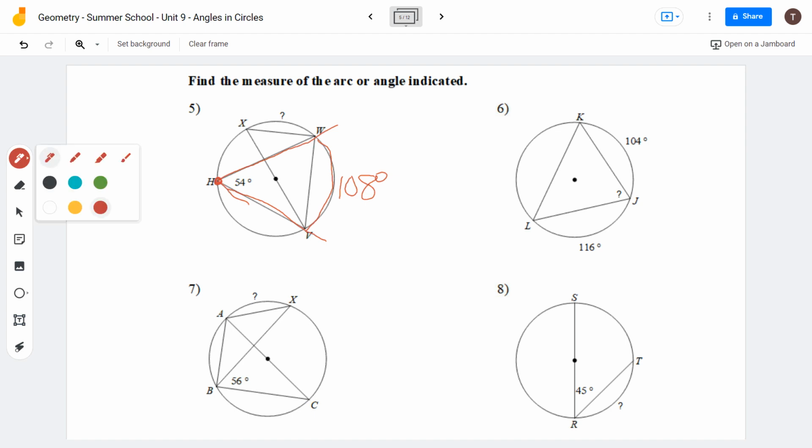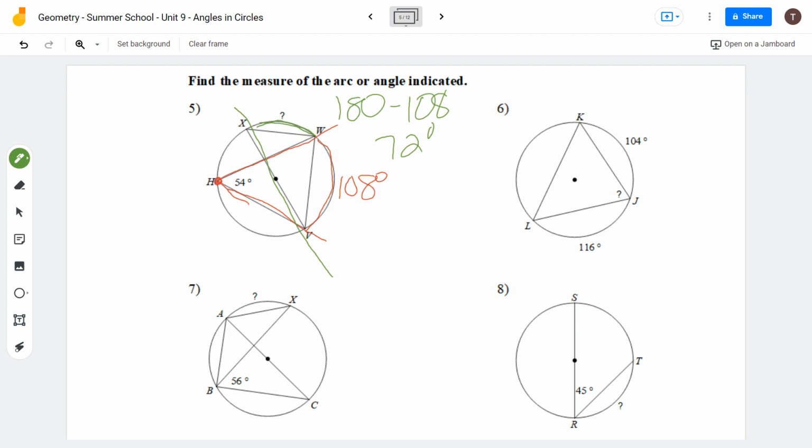So now if I look here, I have this line that goes through. That's a diameter, so it cuts the circle in half. So what's left over between the red and the green arc would have to equal 180. So what's left over must be 180 minus 108, which is 72 degrees.